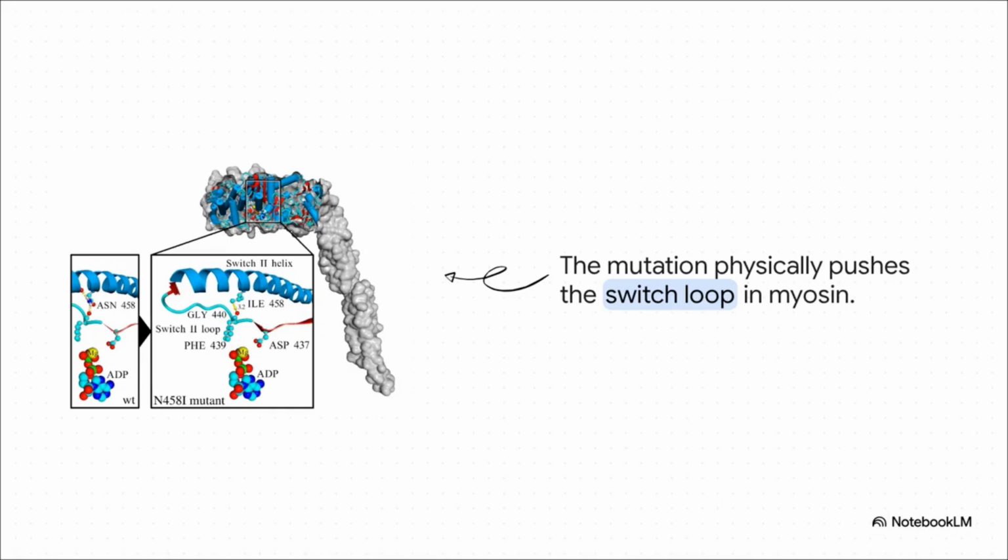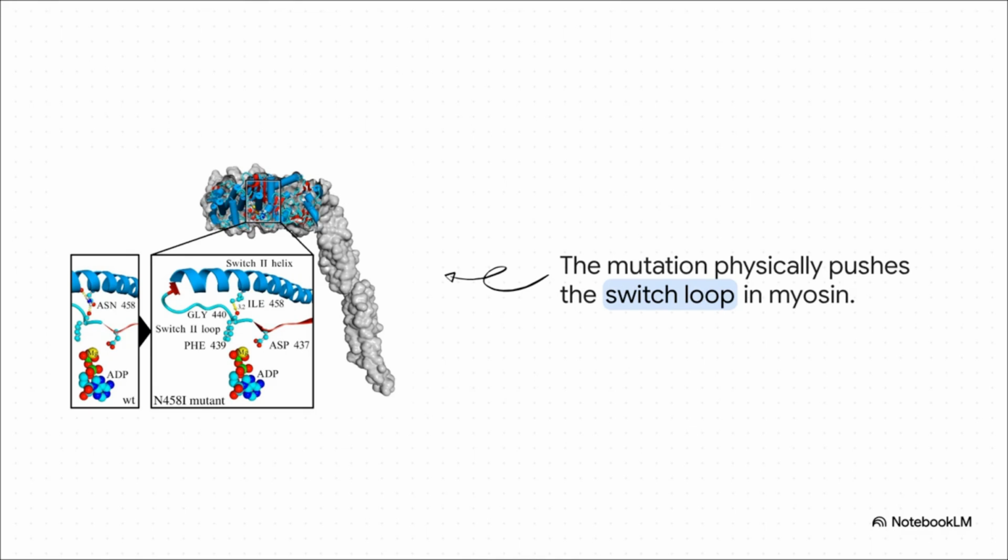We see a really similar mechanical failure when we look at inheritable deafness. Here, we're looking at the motor head domain of a protein called myosin 7A. This is absolutely crucial for your inner ear's ability to sense sound waves. They found a family with a genetic mutation that swapped an asparagine amino acid for an isoleucine. When they simulated the atoms, researchers saw that the larger isoleucine side chain physically couldn't form the necessary hydrogen bonds.